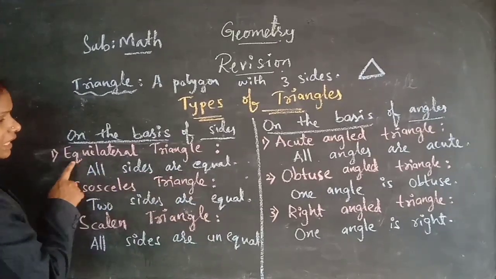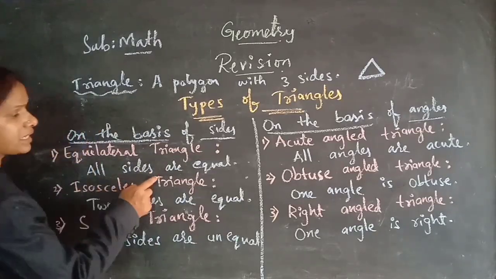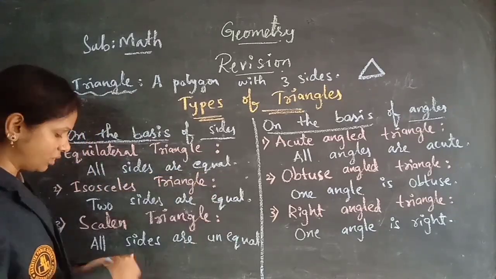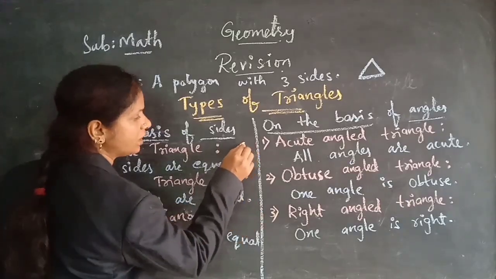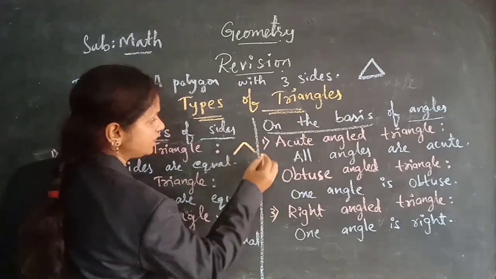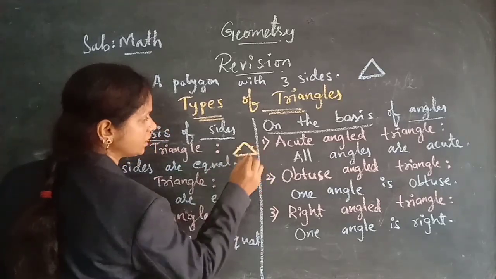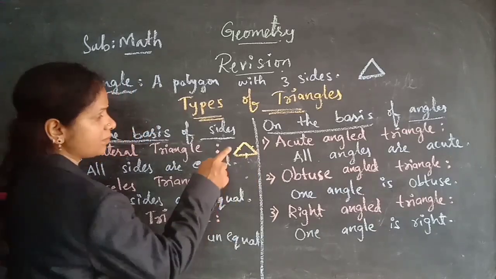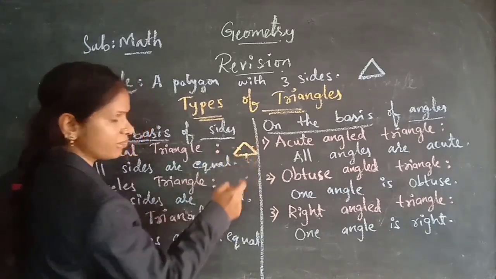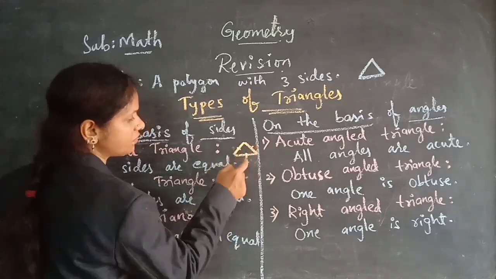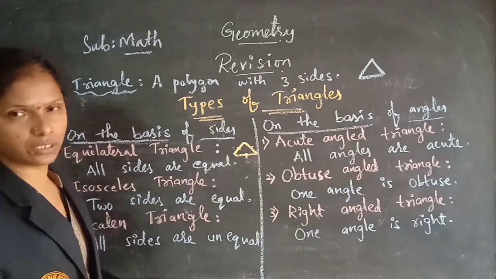Now the first one is the equilateral triangle. An equilateral triangle is one where all sides are equal. Whatever triangle you are taking, in the triangle all sides should be equal. Here you can see the sides. For example, here half meter, here also half meter, here also half meter, or 1 centimeter, 1 centimeter, 1 centimeter. So all three sides should be the same in the equilateral triangle.